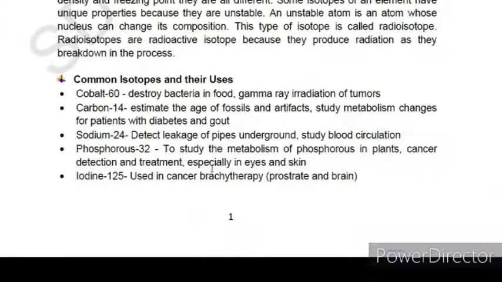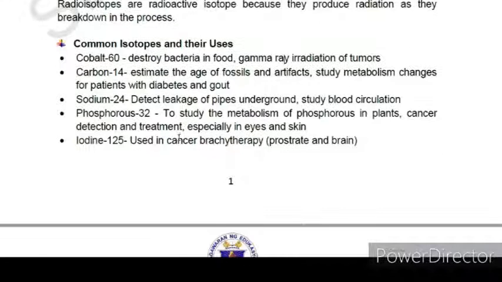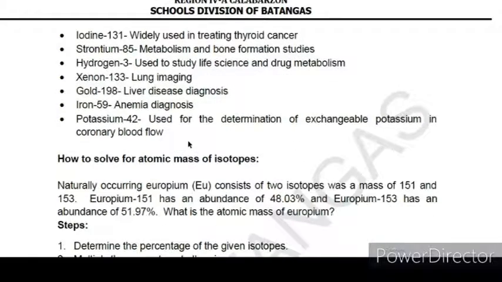This gives you the list of some common isotopes and their uses. Just try to read through them. The most common that you can hear is about cobalt-60 and carbon-14. Cobalt-60 destroys bacteria in food, and its gamma ray radiation is used for tumors, and carbon-14 is used for carbon dating or finding the age of fossils and artifacts. You can also hear that in Araling Panlipunan. So these are just some of the common isotopes and their uses. Okay, try to read all of them.